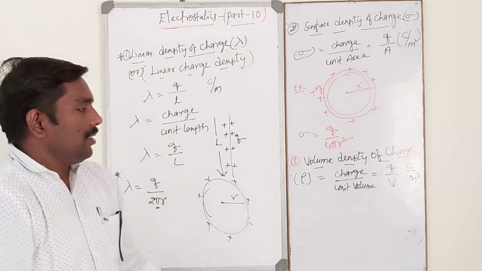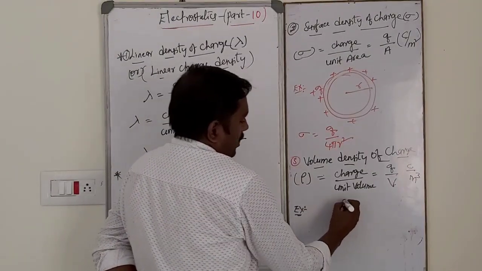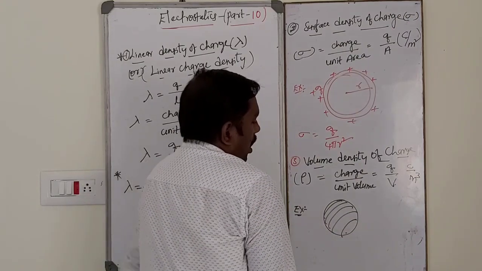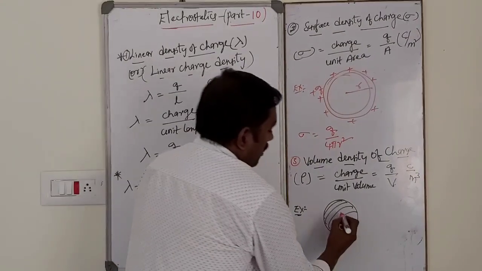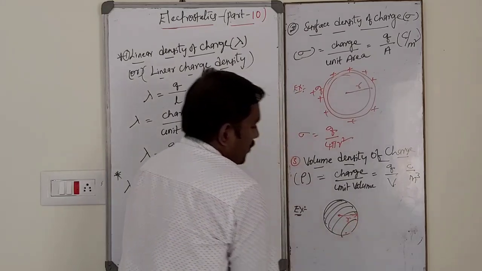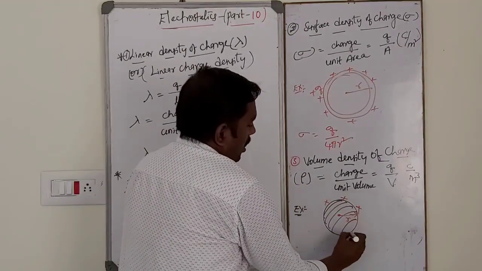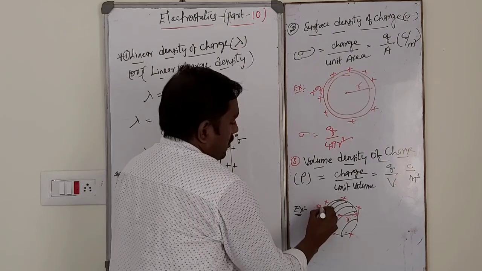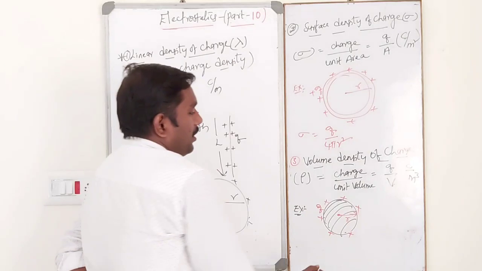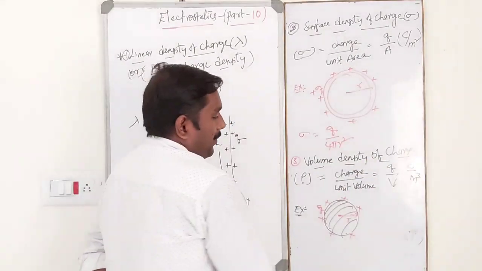Volume charge density. Suppose, for example, let us consider a sphere like this. Let us consider a sphere of radius r, small r. Plus Q be the charge accumulated on its surface. Then I want the volume density of charge of the sphere.